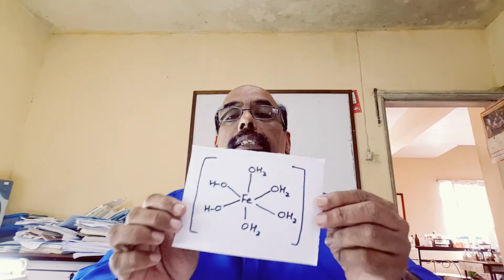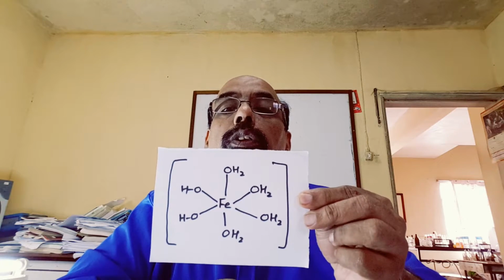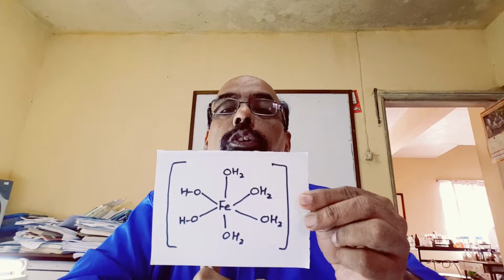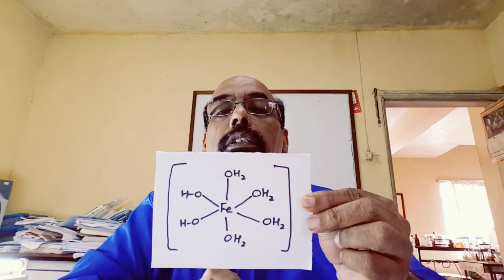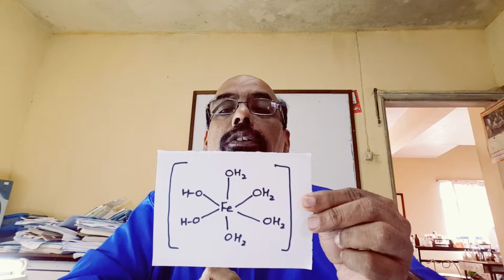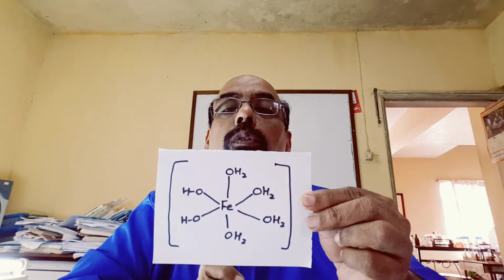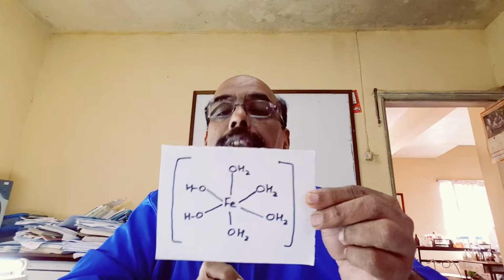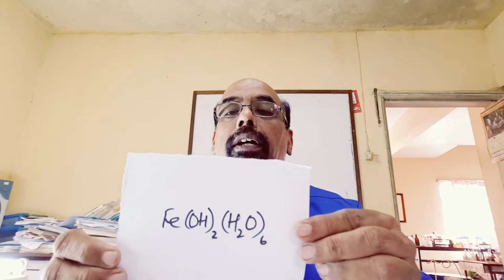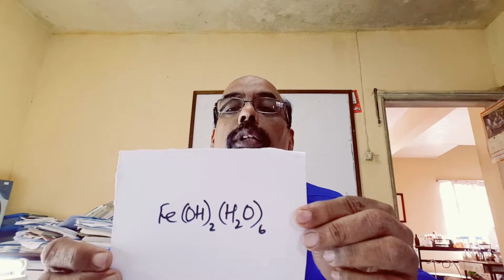The formula of iron 2 hydroxide is in fact this one. 2 water molecules have been substituted by the OH group of atoms. 4 water molecules remain. OH minus ion is also a ligand. Water also is a ligand. This is a simplified form of writing the formula.